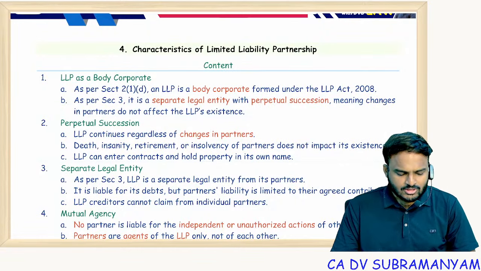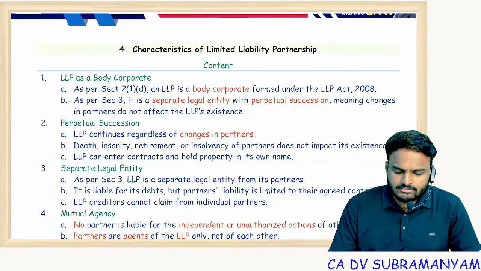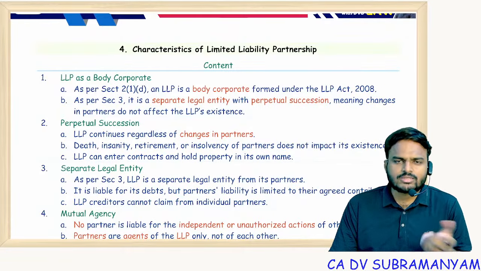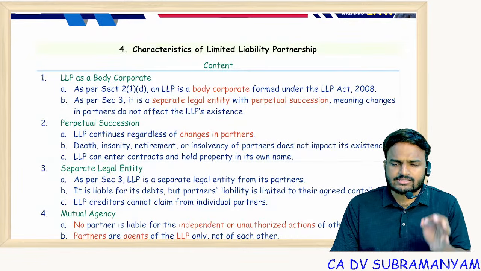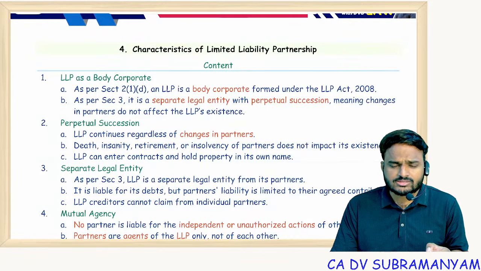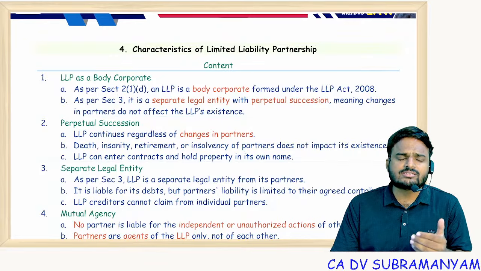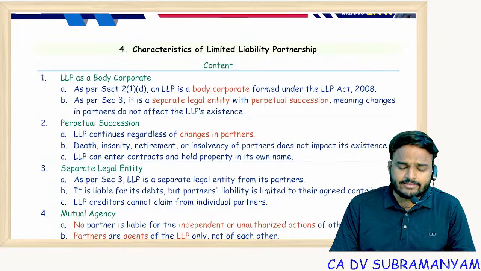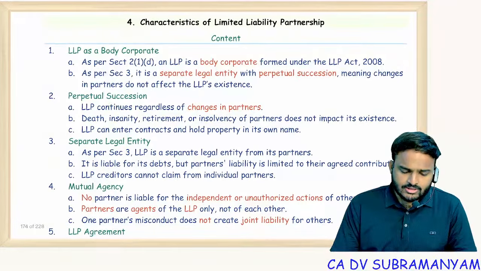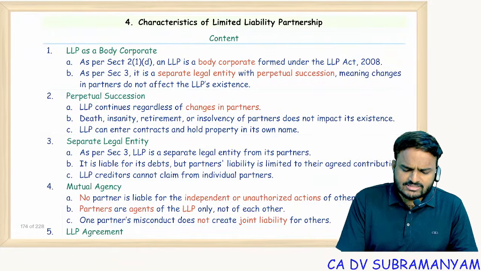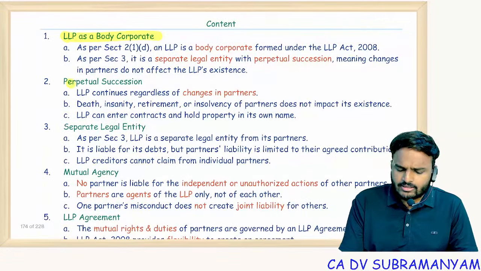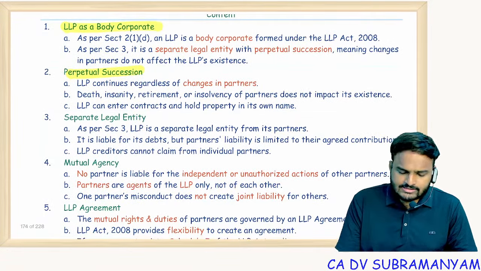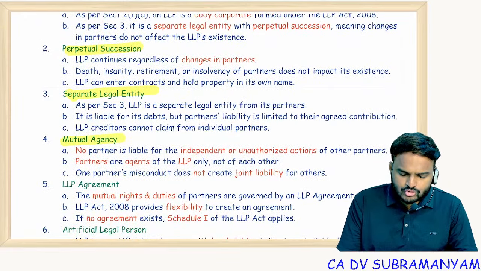So characteristics of LLP, this question generally won't come, but if it comes, you have to write some 8 to 10 points. If it is tested for 10 marks or 5 marks, at least try to write 10 points. If it is asked for 4 marks, try to write 8 points. Okay. So, LLP as a body corporate, I'll just read the headings aside. LLP as a body corporate, perpetual succession, separate legal entity, mutual agency.